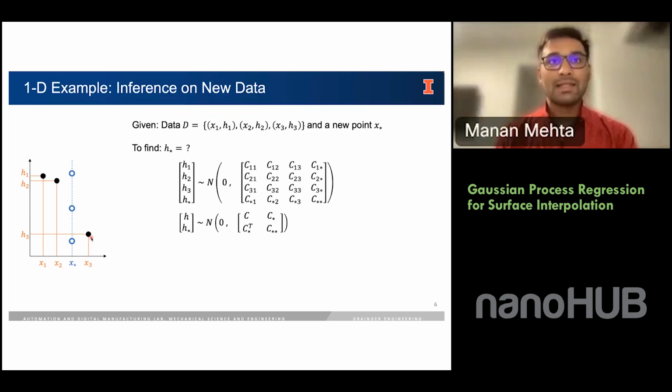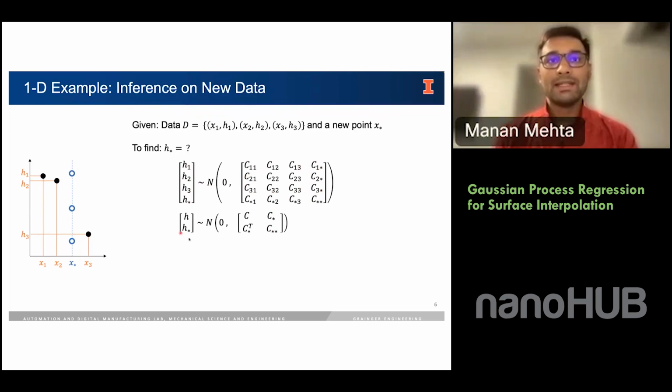h3. And similarly, we can capture this intuition by jointly modeling the observed heights h1, h2, h3, and h star as a normal distribution with, again, zero mean for simplicity, and then some covariance, where this part of the covariance comes from the observed data. And now we have another vector of the covariances between the observed and the unobserved data that I'm going to abbreviate using C star and C double star, these two matrices.